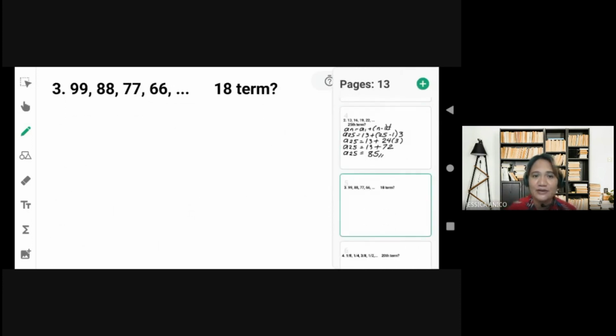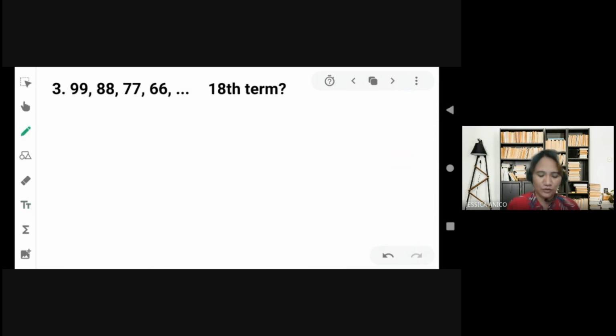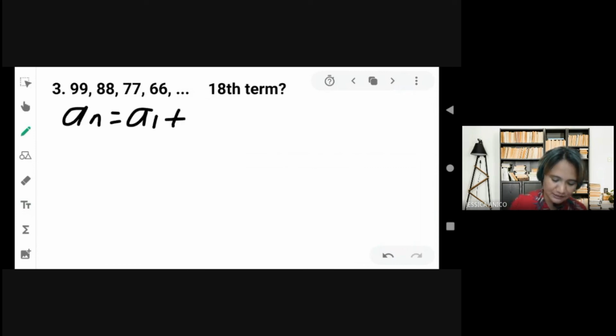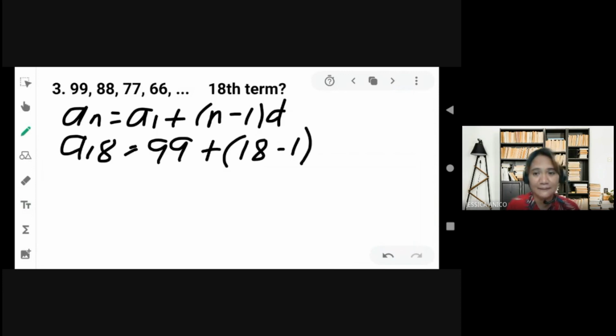Punta tayo sa number 3. We have 99, 88, 77, and 66. What is the 18th term? Again, we're going to use the formula. A sub n is equals to a sub 1 plus n minus 1 times d. A sub 18 ang hinahanap natin. Given, a sub 1 ay 99. Plus, ang n natin ay 18 minus 1. Ang difference natin ay negative 11.